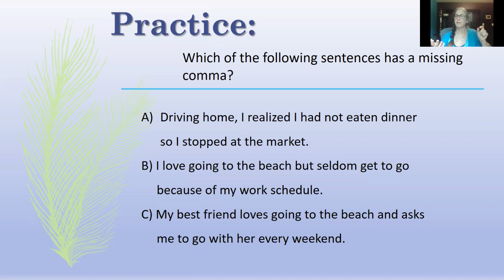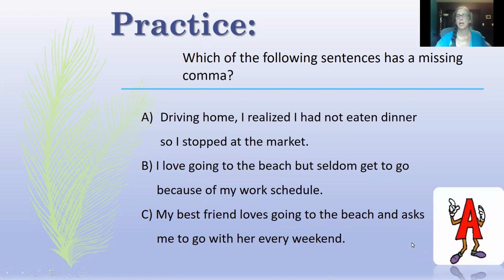Then you've got one of your fanboys connecting to the second independent clause: I stopped at the market. You're absolutely correct. All right, and the other ones, do you have any questions about B and C, which are perfectly correct? No, it was a little confusing because I had to figure out if it had an independent clause, but neither of them has an independent clause after but or and. Good, good job.